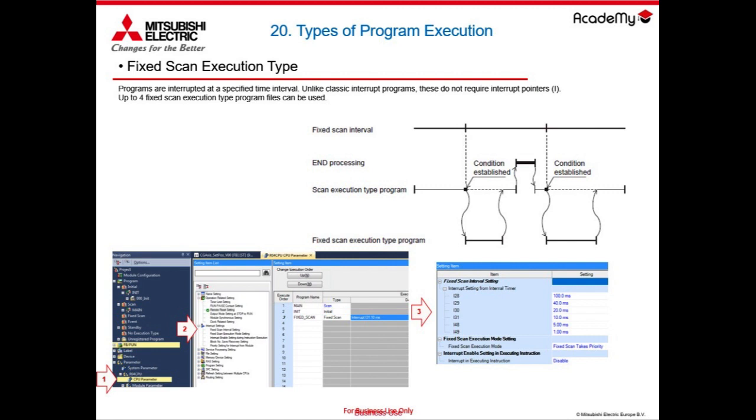Fixed scan execution type, unlike the previous ones: these programs are executed at the interrupt at a certain time interval. We talk about interrupt. So in addition to the settings, the fact of bringing the programs inside the fixed scan folder in the project tree and setting the period, the periodicity with which you want to run the program, it is necessary to enable the interrupt with which the system works. This is done through the instruction AE.